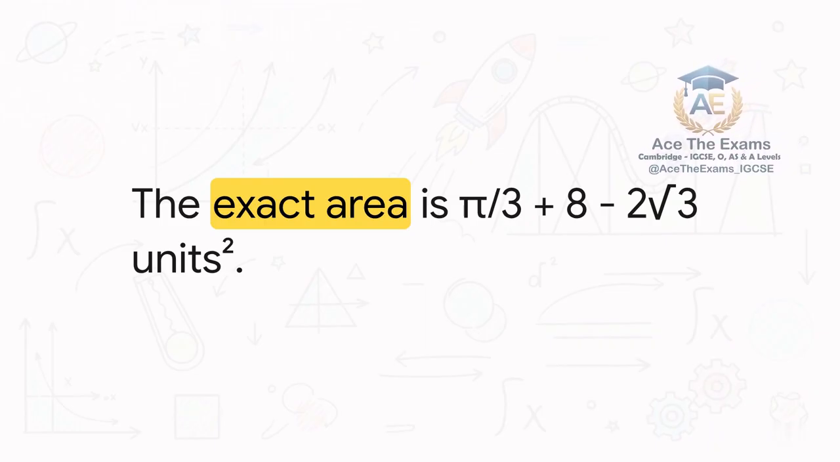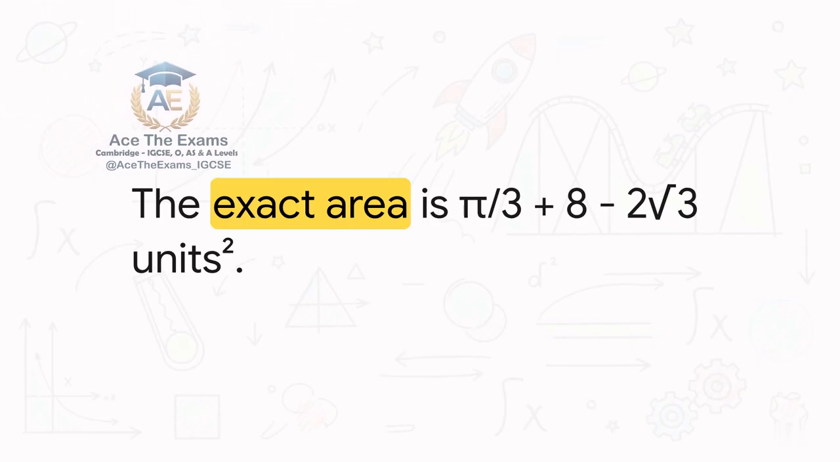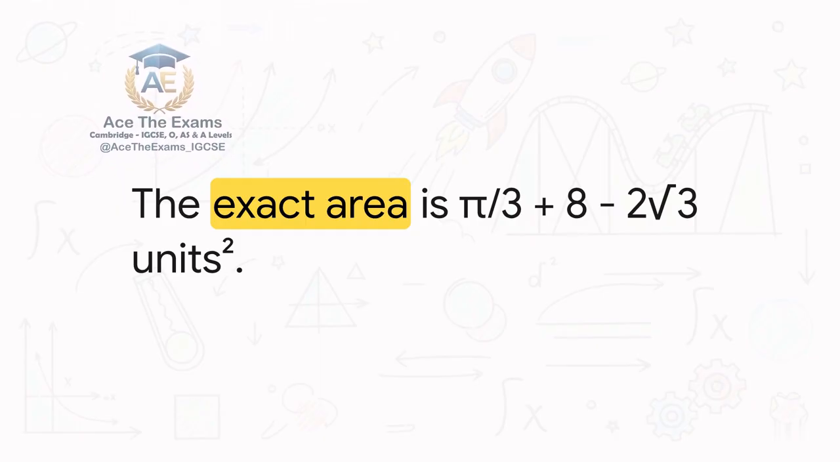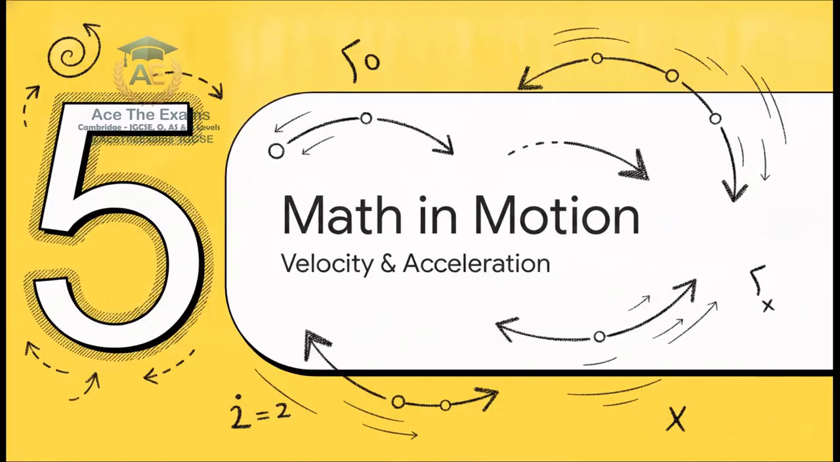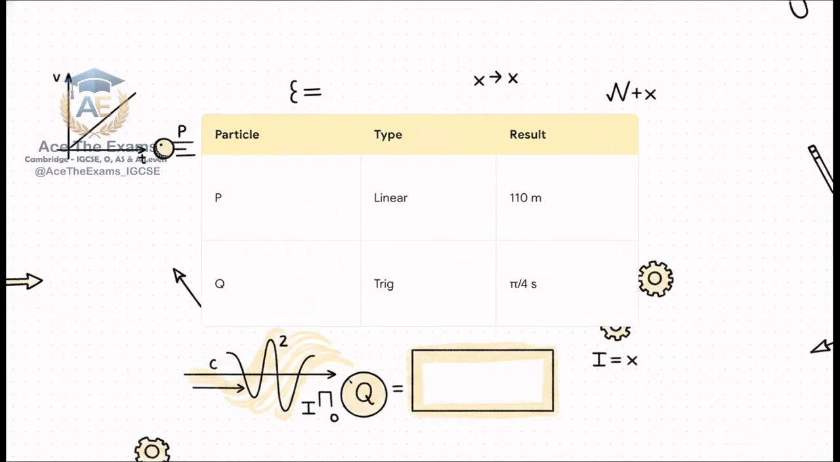Leaving the answer as pi over 3 plus 8 minus 2 root 3 might look a bit unfinished if you're not used to it, but to a mathematician, it is absolute perfection. It's a completely lossless representation of the exact area. And finally, Section 5, Kinematics, Math in Motion. For our final act today, we're applying everything we've just reviewed to the physical motion of particles. This is kinematics, where math truly breathes life into physics.